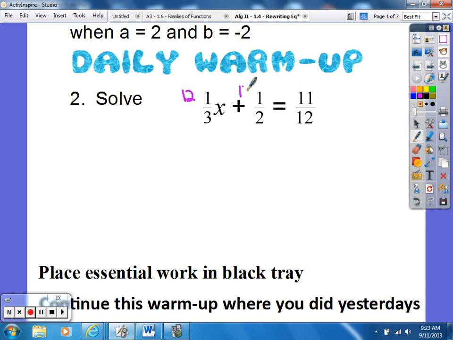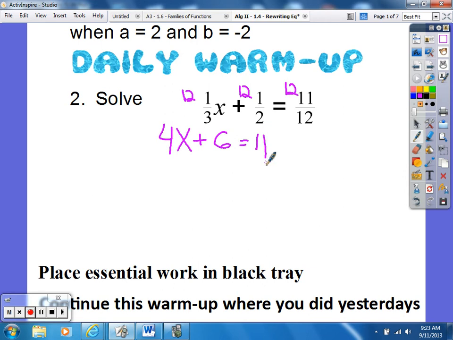12, 12, 12. Now, in case you forgot the way I multiply these, I take the 12, the common denominator, and I divide it by the bottom. 12 divided by 3 is 4. I multiply it by the top. 4 times 1 is 4. So I've got 4x. Let's do that again. 12 divided by 2 is 6 times 1. 12 divided by 12 is 1 times 11.